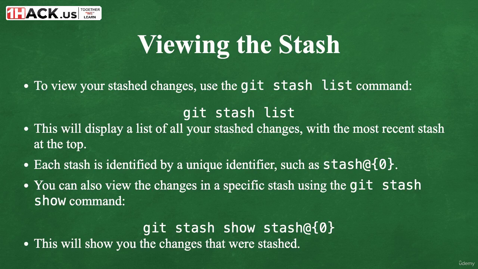If you want to see the specific changes that were stashed, you can use the git stash show command, followed by the stash identifier. This will show you the changes that were part of that particular stash. Viewing your stash is a great way to keep track of the changes you've temporarily saved and to ensure that you're applying the right stash when you're ready to restore your work.